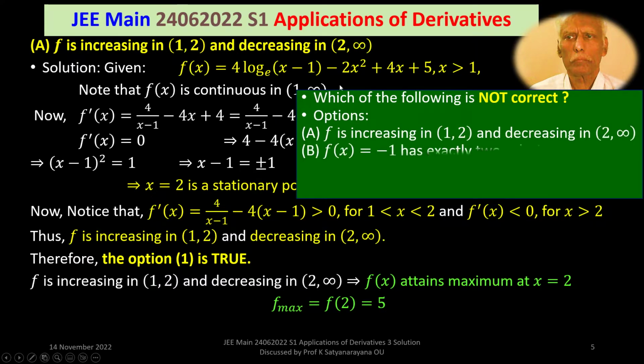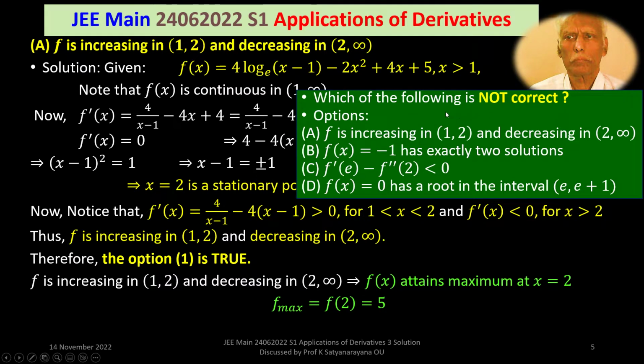So let's look at our options, and we have to find out what is that statement which is not correct. So far we have seen that option A is true. That means from B, C, D, one of them is not true.